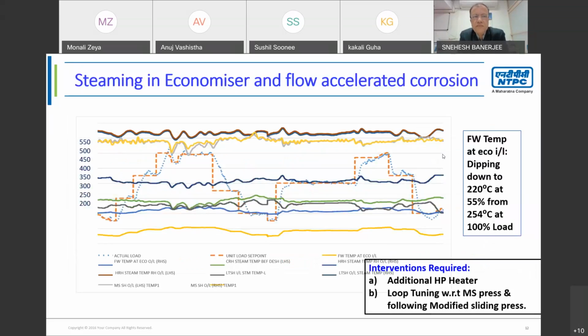Now, similarly, steaming in the economizer is another factor that has to be controlled. In this particular case, additional HP heaters or tuning of loops with respect to modified sliding pressure can help. So these are other solutions related to that.